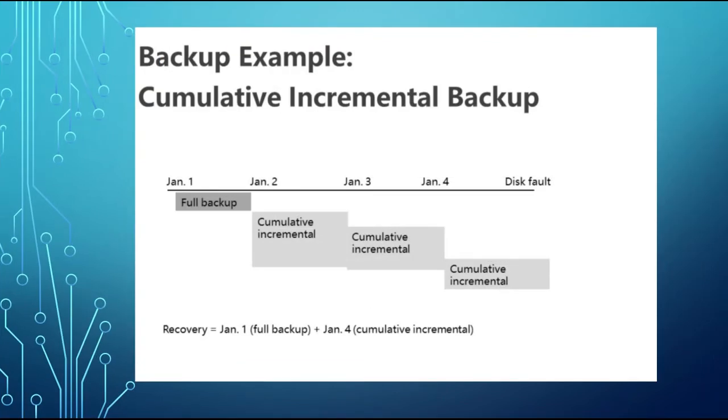Okay, in cumulative incremental backup, for example, I have a full backup on Jan 1 and Jan 2, Jan 3, and Jan 4, and then I have a fault. So what is the difference? The recovery plan is I have to restore the Jan 1 full backup and Jan 4. So I don't need to restore Jan 3 and Jan 2, because in Jan 4, I already have the Jan 2 and Jan 3 data. So this is the difference. In cumulative incremental backup, I have to restore the last cumulative backup with the full. So I'll be able to restore my backup.